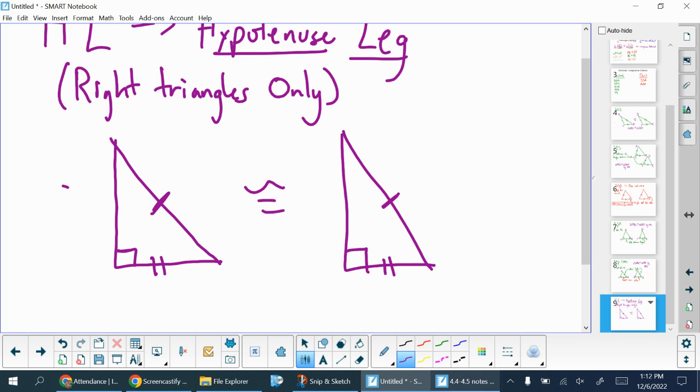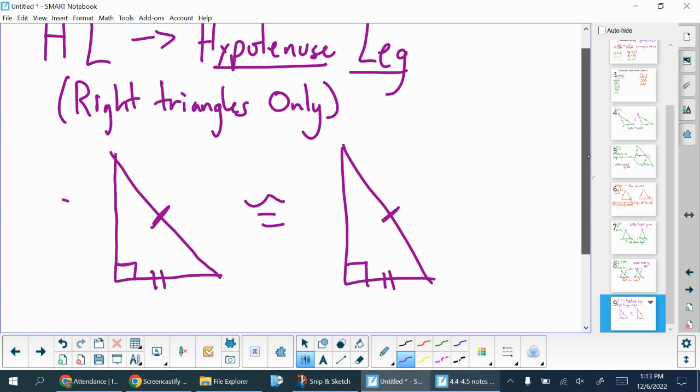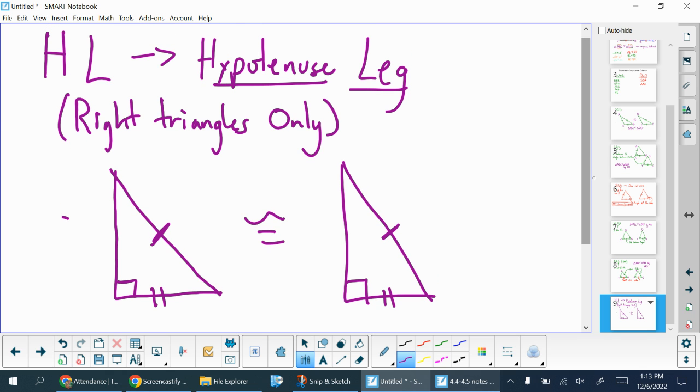Now, the last thing I really want to point out with this kind of question is this really is SSA. It's 2 sides and an angle that's not between them. But because this is a right triangle, it turns out that that eliminates enough of the possibility of different triangles that we can guarantee these two triangles are actually congruent. We did this exploration in class. If you really want to know more, go on YouTube and Google, like, why does HL work? And you will absolutely find some very good explanations of why that's true.